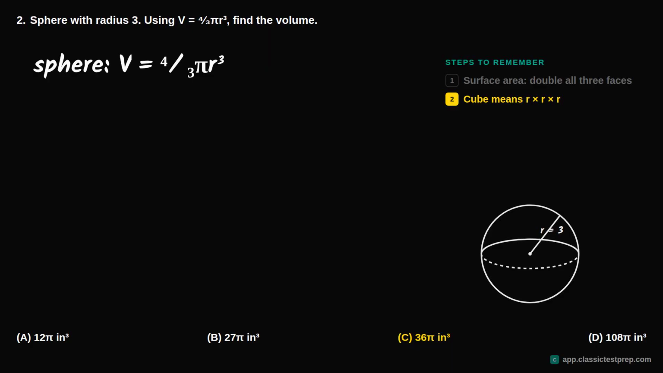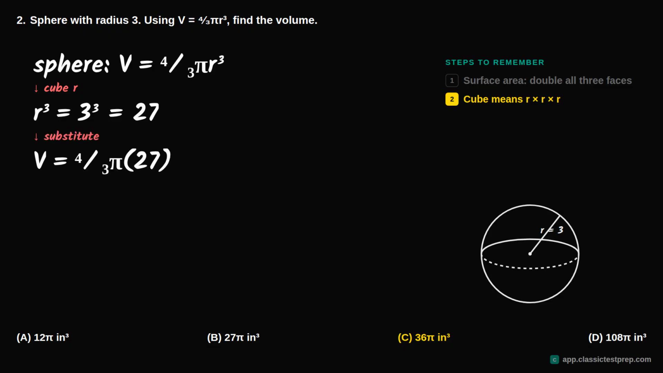Question 2, a sphere with radius of 3. So the volume of a sphere is 4/3 pi r cubed. So the radius is 3 cubed is 27, and we have 4/3 times 27, so we get 36 pi. And the volume is 36 pi cubic inches, which is answer choice C.